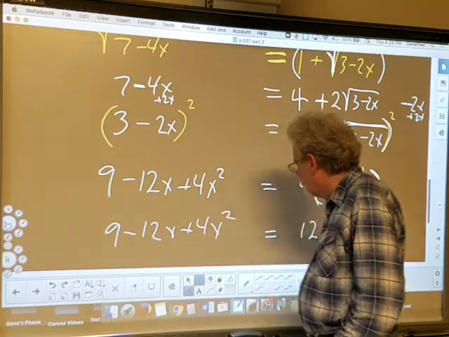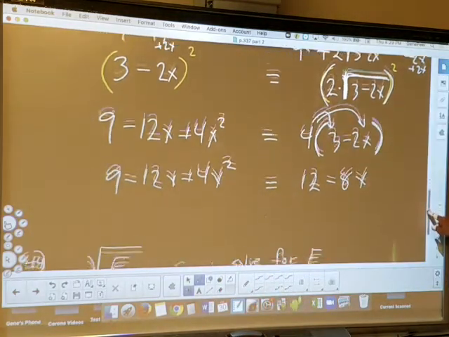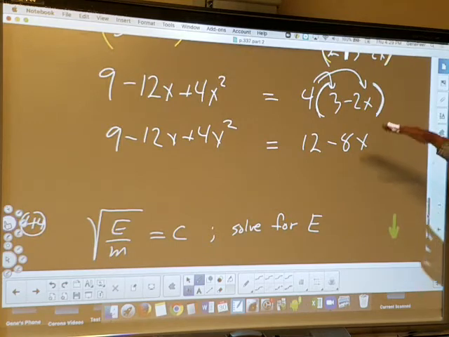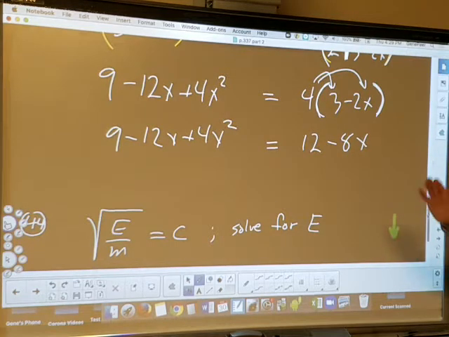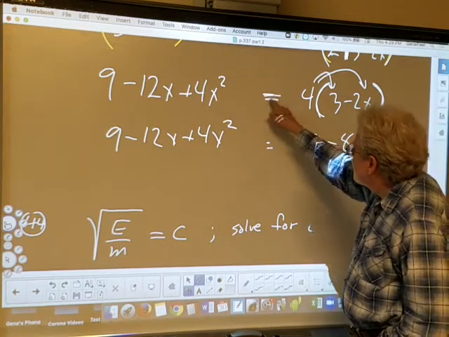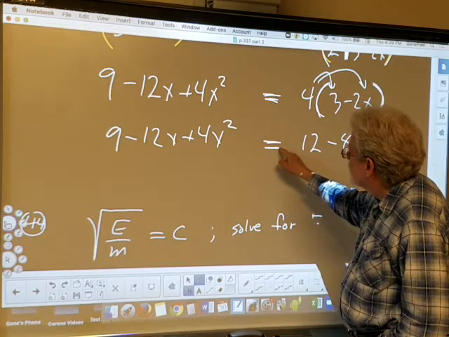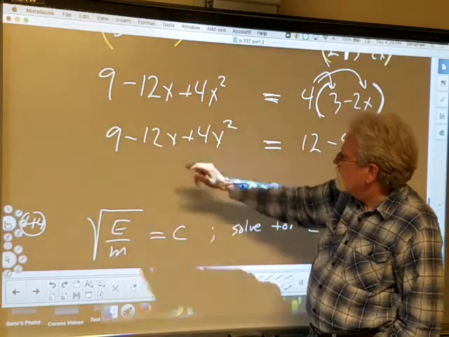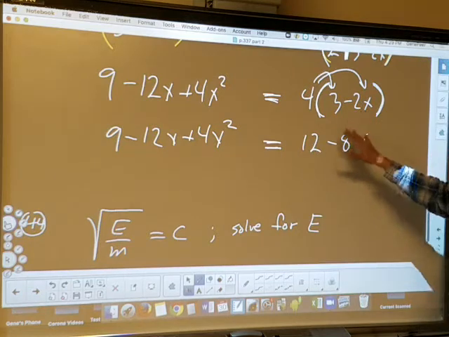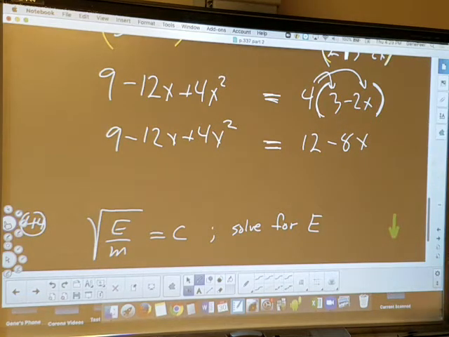It's bringing all that stuff down. Please keep your work organized and work down the page. Keep things in columns. Keep your equal signs lined up. Keep stuff like this lined up so you can see where it came from. You need to be able to go back and trace your work. I need to be able to see what you did, so keep things lined up.